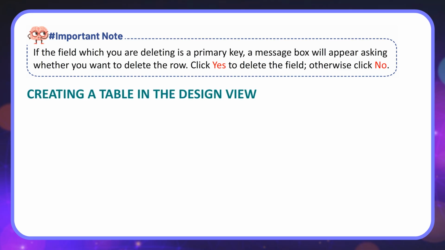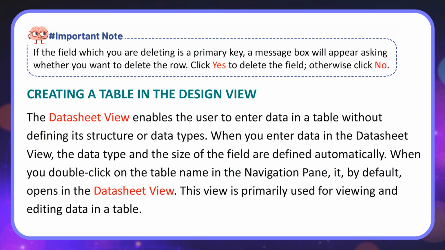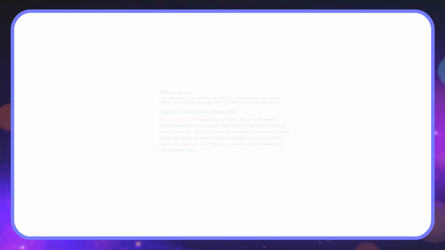Creating a table in the datasheet view. The datasheet view enables the user to enter data in a table without defining its structure or data types. When you enter data in the datasheet view, the data type and the size of the field are defined automatically. When you double-click on the table name in the navigation pane, it, by default, opens in the datasheet view. This view is primarily used for viewing and editing data in a table.